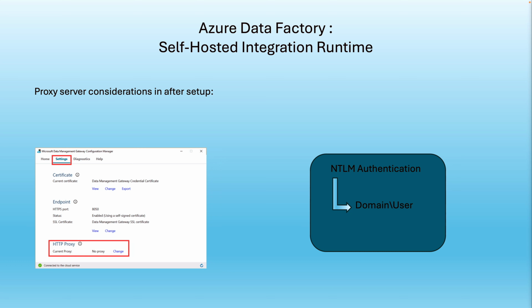One thing to note here: if you set up a proxy server with NTLM authentication, the integration runtime host service runs under a domain account. If you later change the password of the domain account, remember to update the configuration settings for the service and restart the service.